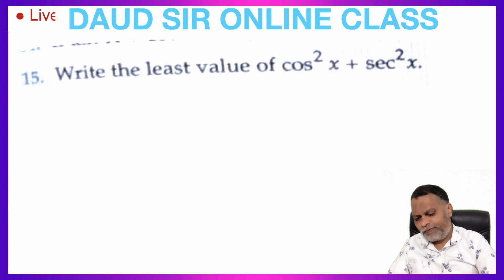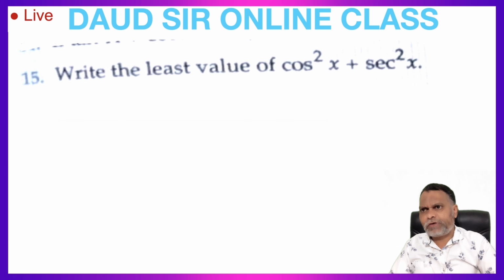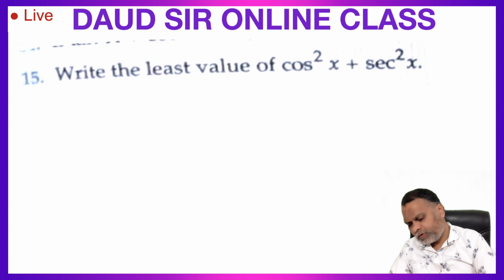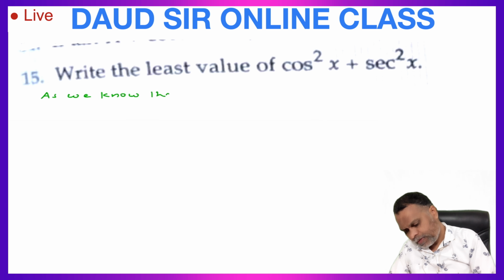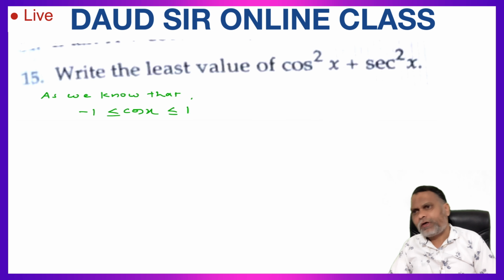Question number 15. Write the least value of cos square x plus sec square x. So as we know, cos x is greater than or equal to minus 1 and less than or equal to 1. So the least value of cos x is minus 1. So we can use this for finding the least value of this.